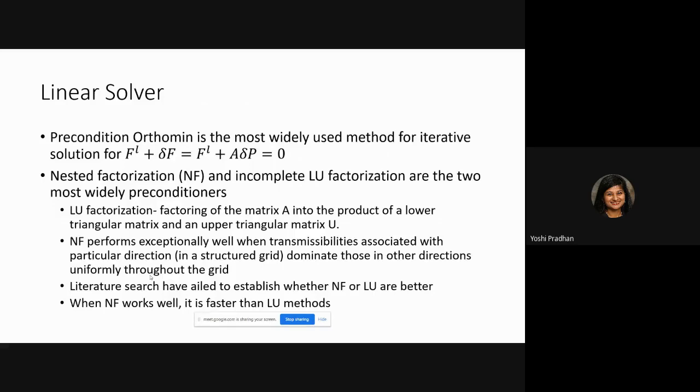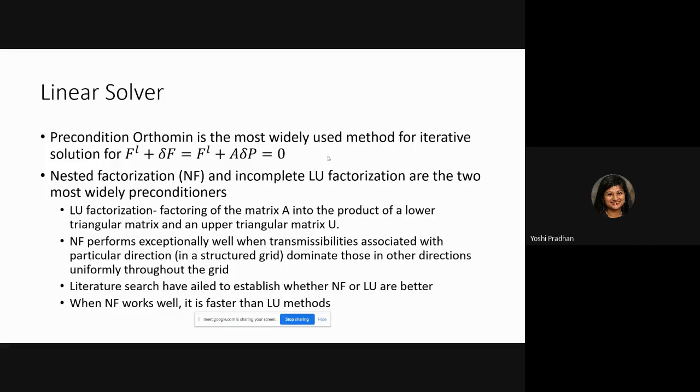Now I'll talk about the linear solver. The preconditioned ORTHOMIN is the most widely used method for the iterative solution of this governing equation that I showed before. Nested factorization and incomplete LU factorization are the two most widely used preconditioners. LU factorization is factoring the matrix A into the product of a lower triangular matrix L and an upper triangular matrix U.